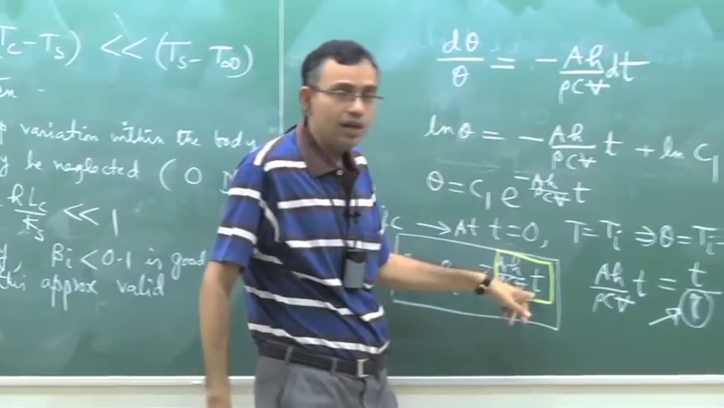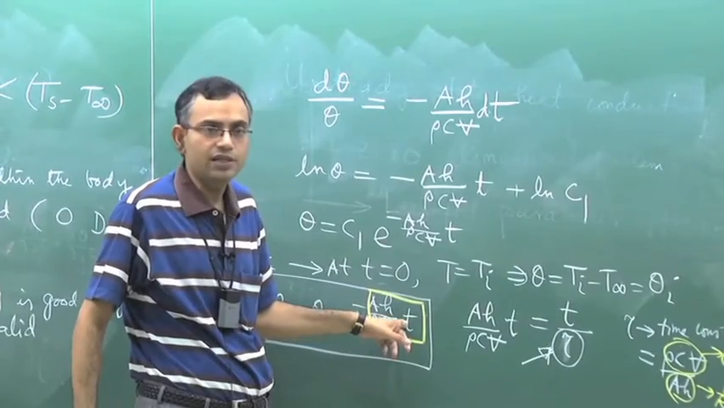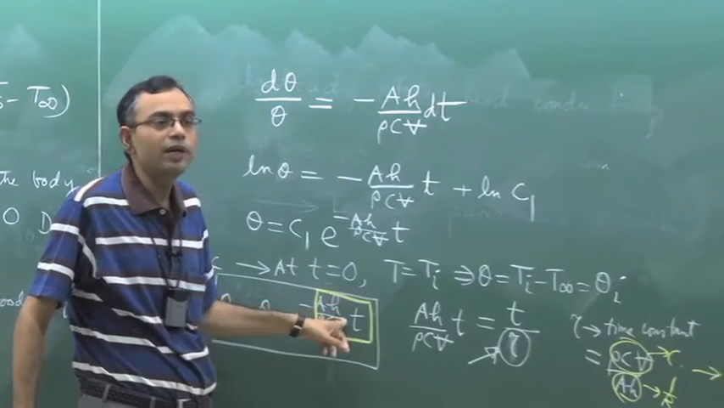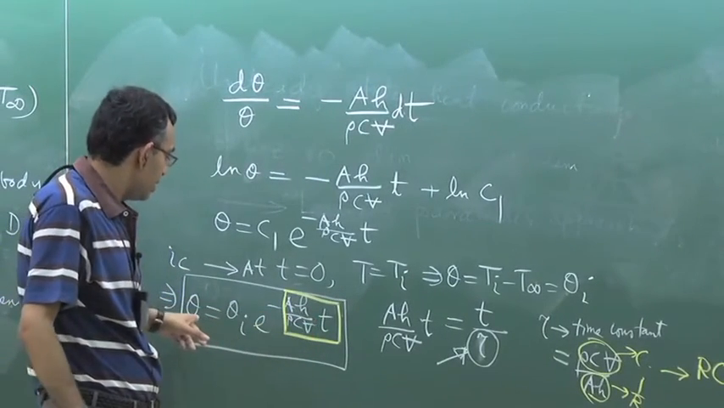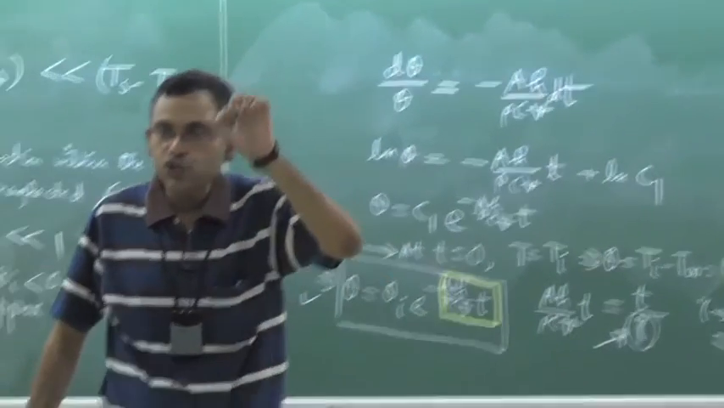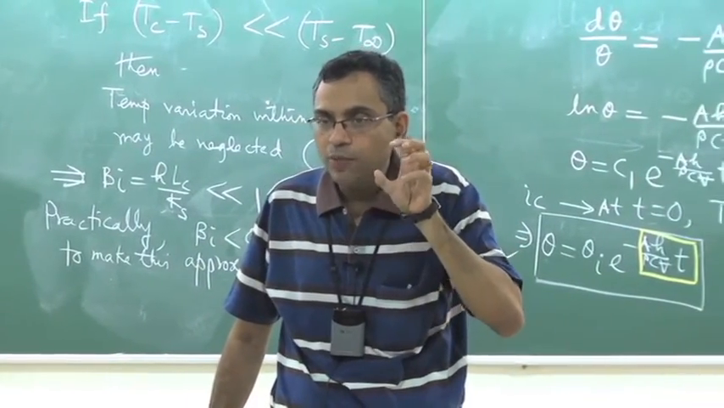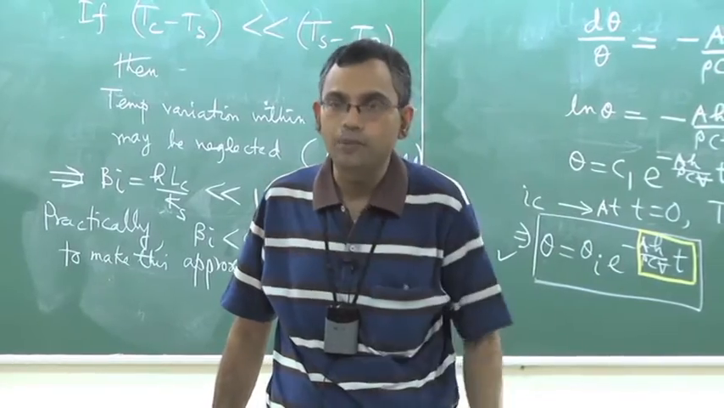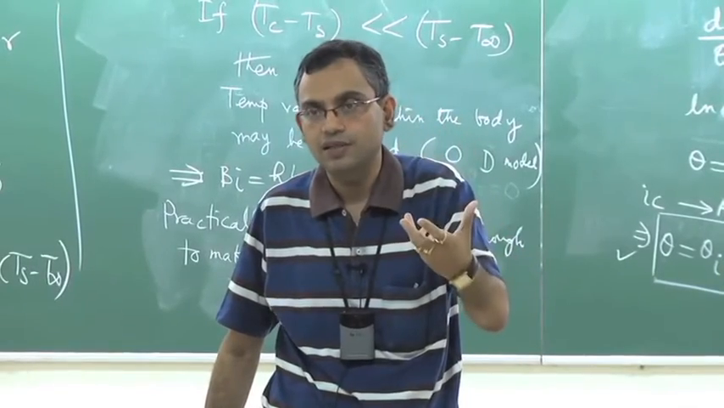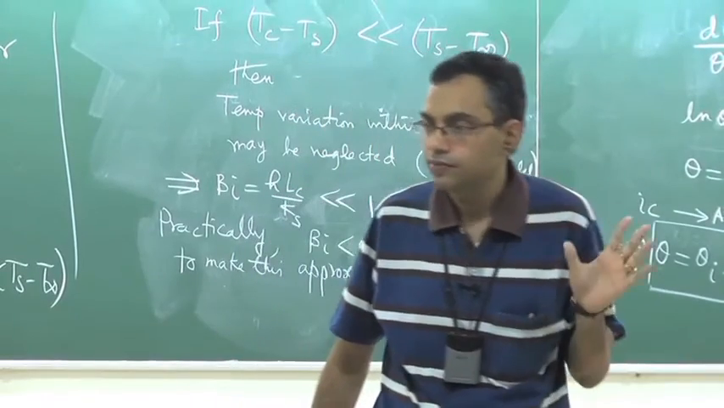If tau is small, then even for a small value of t, t by tau is large, right? t by tau is large means e to the power minus large will be tending to 0. That means theta will be tending to 0. Theta is T minus T infinity. That means in a very short time T will come to T infinity. That means the solid body will very quickly come to the ambient temperature. That means the response of the solid body is very fast. So a short time constant means it responds to the temperature change very fast.